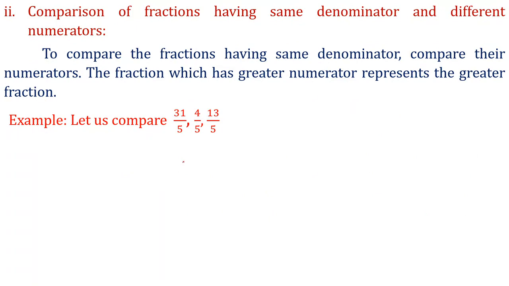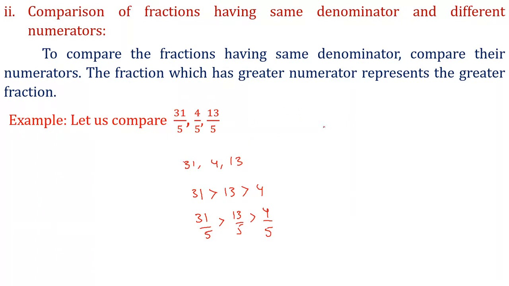Now observe here 31, 4, 13. Which one is greater here? 31 is greater than 13 is greater than 4. Directly you can write like this. Therefore 31 by 5 is greater than 13 by 5 is greater than 4 by 5. Like this you can compare three fractions. If the denominators are equal, in which fraction the numerator is greater, that one is the greater itself.